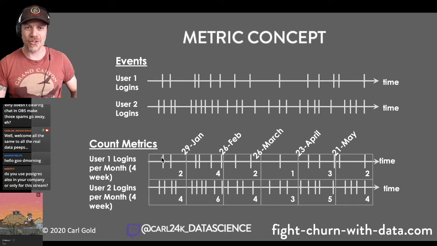Basically, you take all the events for each customer, and at a select set of dates, you measure the events in a trailing window. In this example on the left, on the 29th of January, this customer one had 2 logins in the last 4 weeks, so their metric value would be 2. And this other customer had 4 events in the last 4 weeks, and so their metric value would be 4.